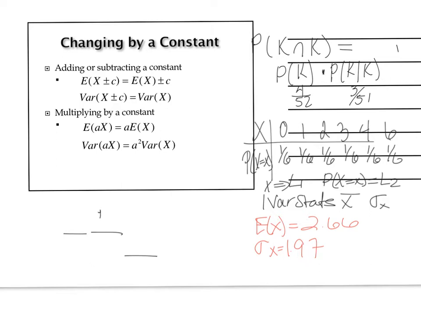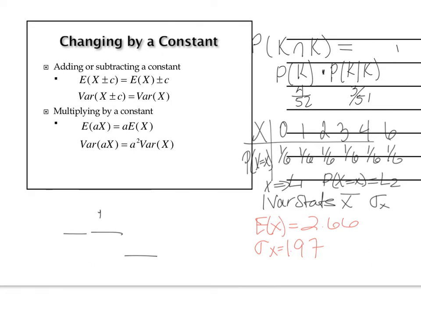This says that if I add or subtract a number to my values, my x's up here, then it adds that same value to my expected value. But if I add here, my variation stays the same. So we're going to do a few examples of what that means. Let's look at E of x plus 1. How does that change our table? If I add 1 to all of these points, even the 0, I get 1, 2, 3, 4, 5, and 7.